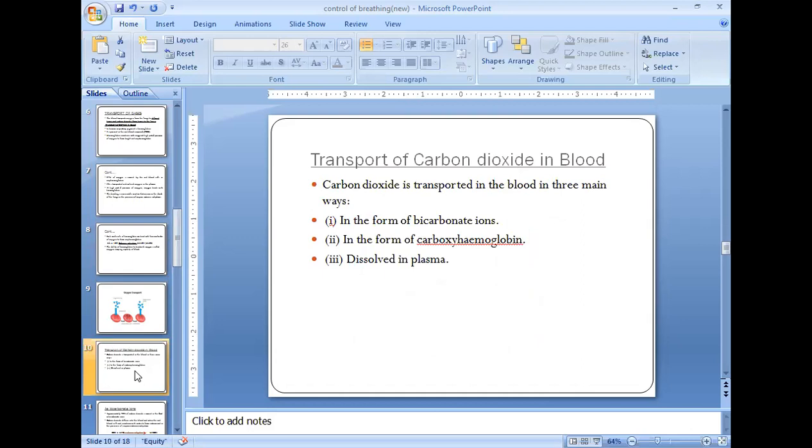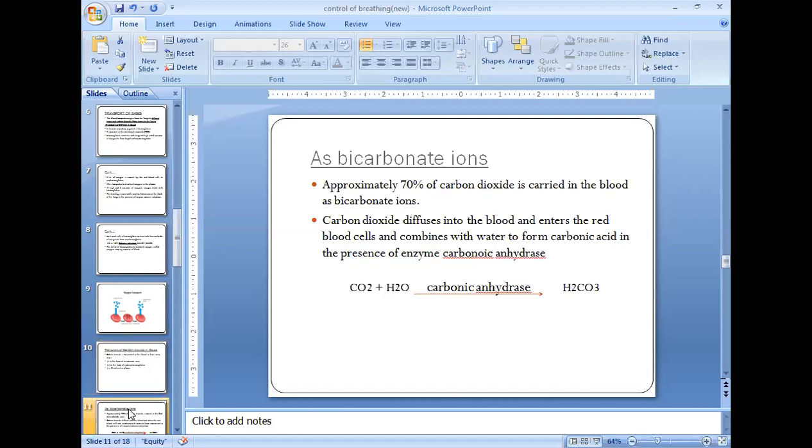Students, previously we said that there are two ways to transport oxygen. One is through hemoglobin, and the other one is in dissolved form inside the plasma. 97% of oxygen is transported through red blood corpuscles, and 3% is transported through plasma. Now I will explain these three ways one by one.